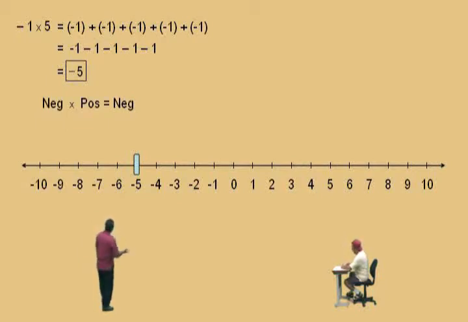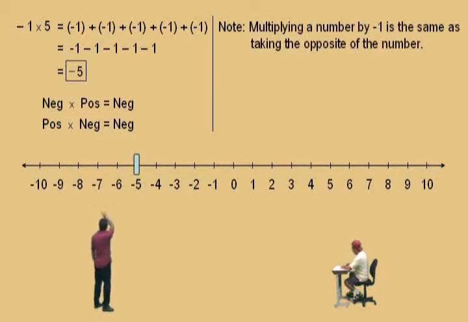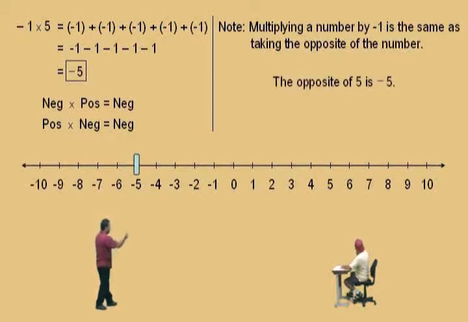And by the commutative property, it must be true. Positive times negative is negative, and there you go. So, going back to this opposite concept, multiplying a number by negative 1 is the same as taking the opposite of the number, because negative 1 times 5 gives you negative 5. There you go. Okay. The opposite of 5 is negative 5.